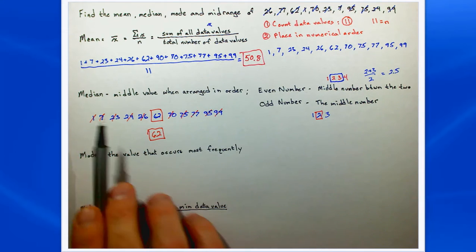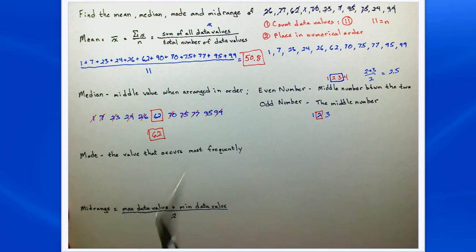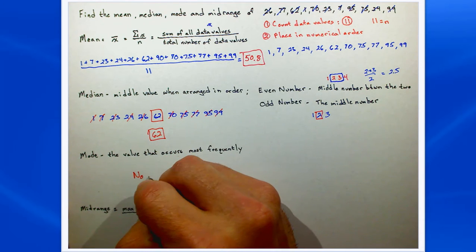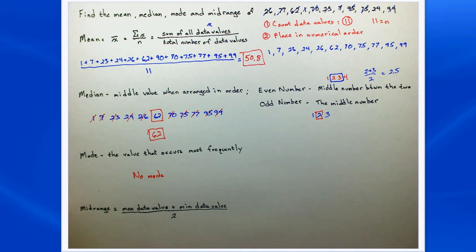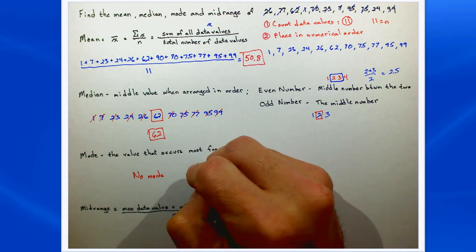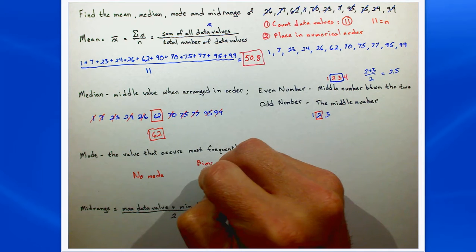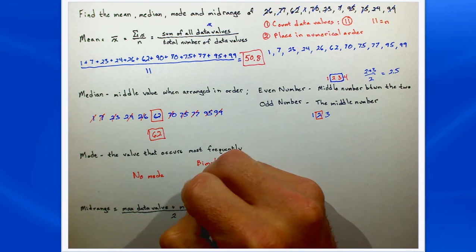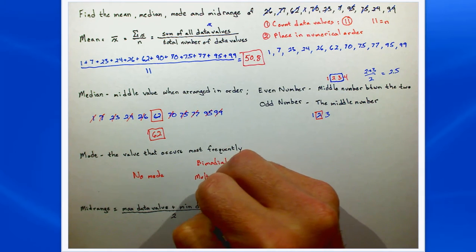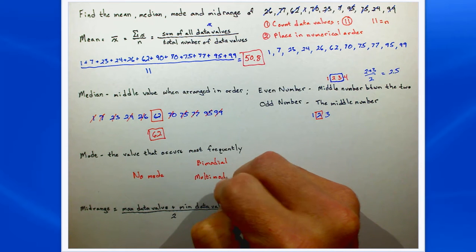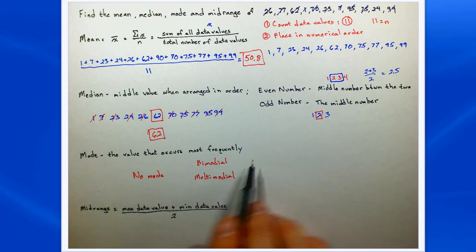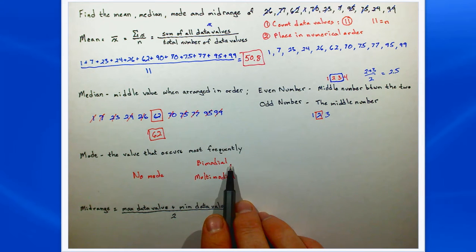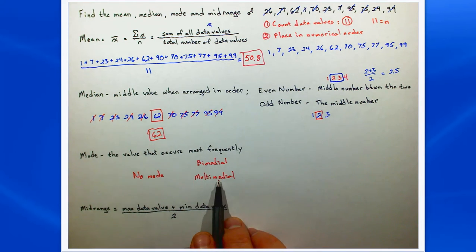My mode is the value that occurs most frequently. Well, if I look at my data values, they're all individual. There's no mode in this. I do not have a value that occurs more than once. If I have a couple of numbers that occur, I call it bimodal. And if I have more than two, my data is multimodal. Meaning that here I have two numbers that both occur, let's say, twice. And here I have three numbers and they each occur twice.